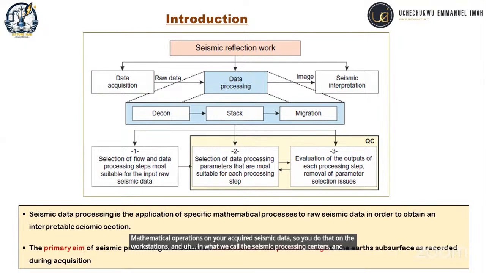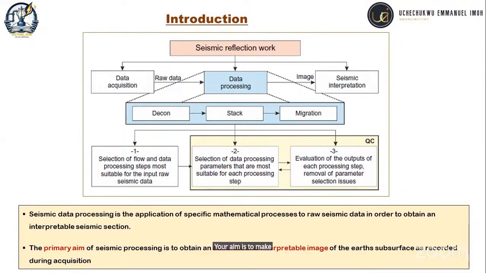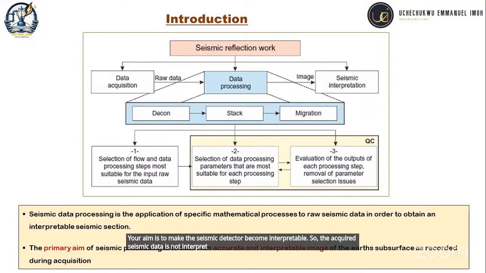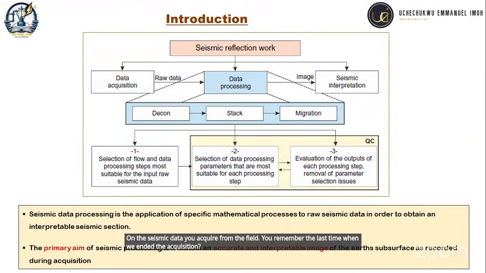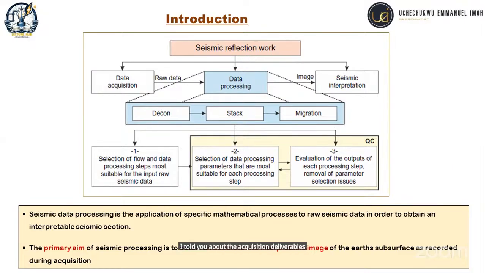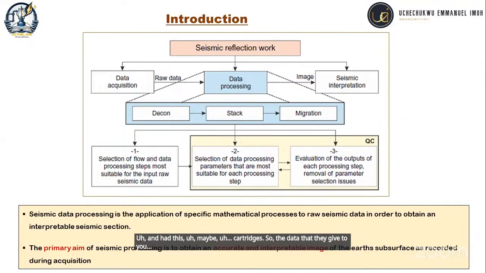And your aim is to make the seismic data become interpretable. The acquired seismic data is not interpretable in any way. You cannot identify faults, you cannot identify geologic structures, faults, folds, or whatever on the seismic data you acquire from the field. You remember the last time when we ended the acquisition, I told you about the acquisition deliverables. You get your raw stack sections, your raw shot gathers in hard disk or maybe cartridges. So the data that they give to you after acquisition cannot be interpreted.